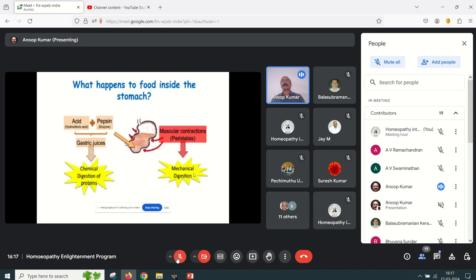So what happens to the food inside the stomach? The hydrochloric acid in the stomach, plus the pepsin enzyme, which together are called gastric juices, will start chemical digestion of proteins. And from there, due to muscular contractions, there will be mixing of all the contents, and mechanical digestion also will happen inside the stomach.